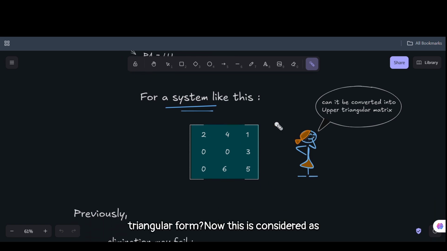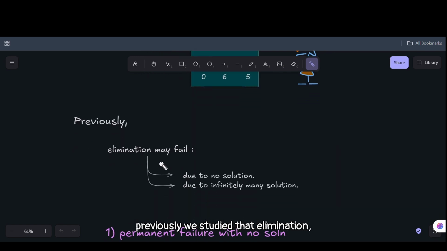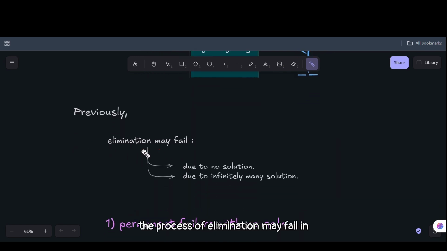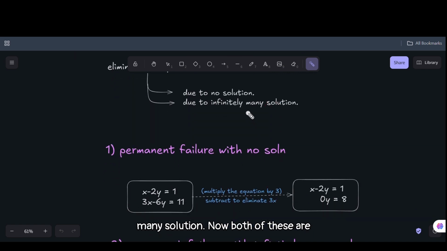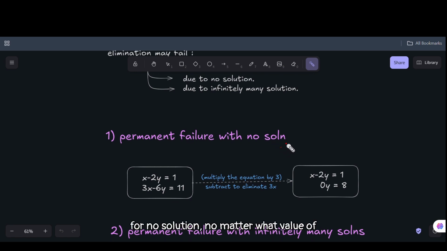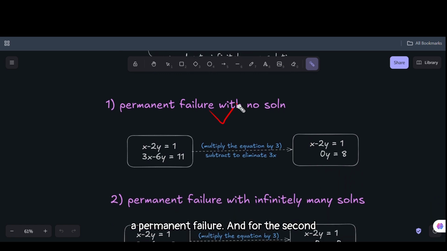Now this is considered as a failure, but this is temporary because previously we studied that the process of elimination may fail in two ways: when our system has no solution or our system has infinitely many solutions. Both of these are considered permanent failures because for no solution, no matter what value of y you put, this equation can never be satisfied, right? So this is considered as a permanent failure.